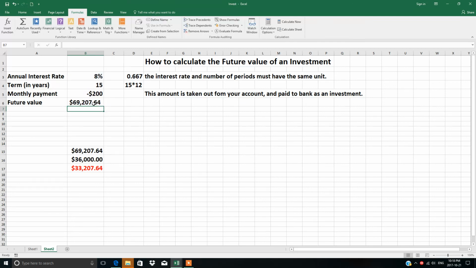So you will see that if you are saving $200 for the next 15 years at an interest rate of 8%, you will receive $69,207.64. Your total investment in 15 years will be $36,000. You are getting $33,207.64 more.